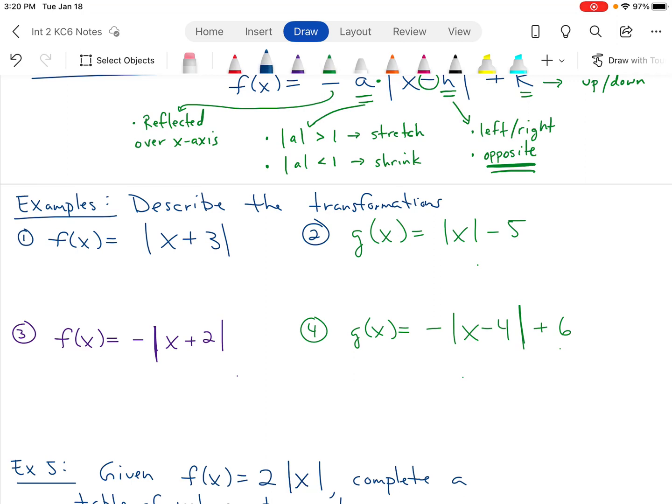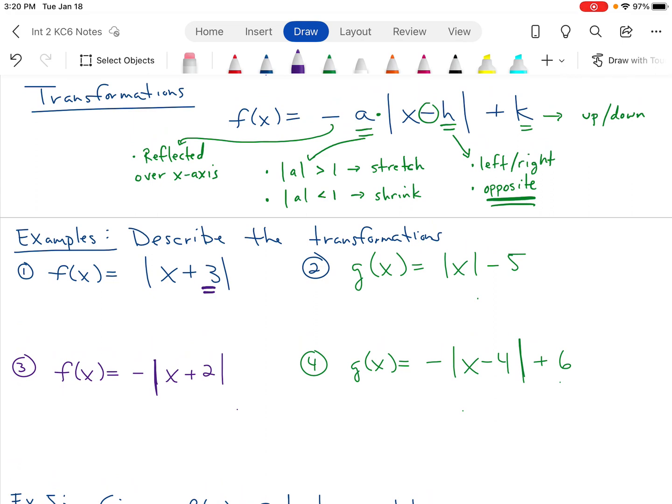Okay, so number 1, f of x is equal to the absolute value of x plus 3. So this is inside, and if I look at my general function from above, that means that it goes left or right, but you have to do the opposite. So this is going to be a +3, which means that it usually would go right. So the opposite of that would be to go left 3 units. That's it. That's my answer. That's my transformation. From 0, 0, all I have to do is move 3 units to the left, and I can write or create my new graph.